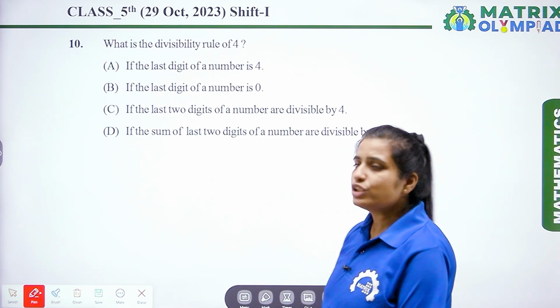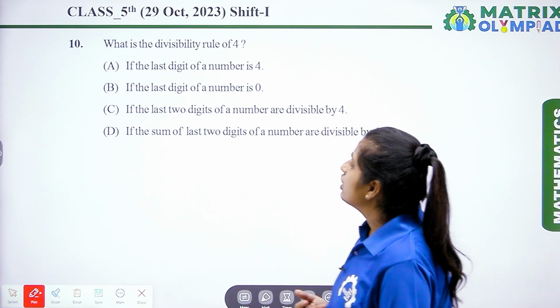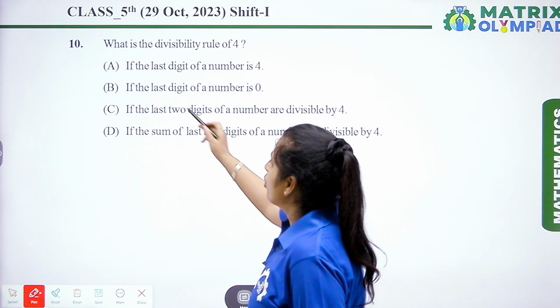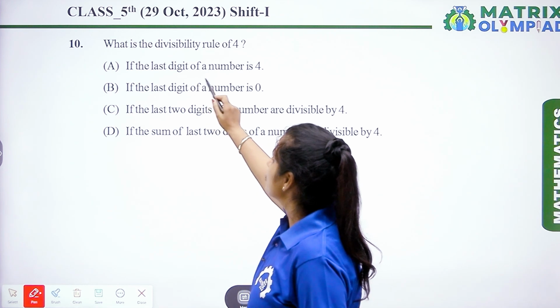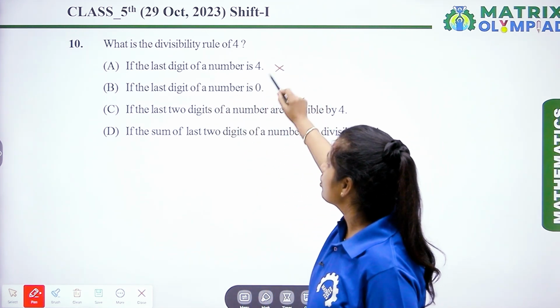Now the next question is question number 10. What is the divisibility rule of 4? We have to find out the divisibility rule of 4. Now option A is if the last digit of a number is 4. No, this option is not correct.